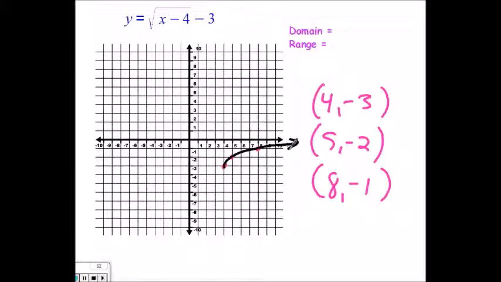Well, the domain, it looks like the x's start at 4 and keep going. So x is greater than or equal to 4. The range, it looks like the y-coordinates go from negative 3, and they're going to keep going up and up and up. So y is greater than or equal to negative 3.